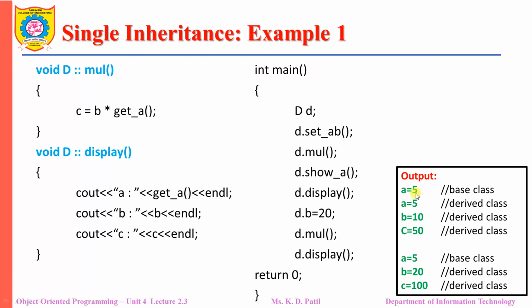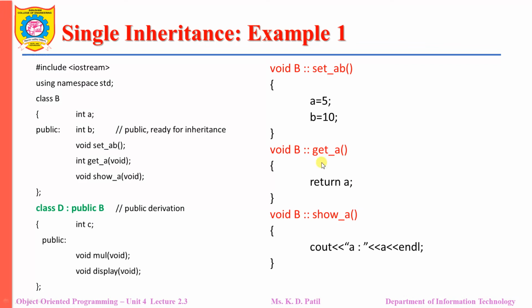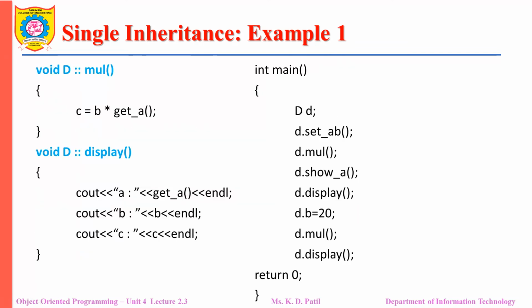Now please observe here, A is equal to 5. From where are we getting this A equal to 5? From the base class we are getting that A is equal to 5, like show_A. Now what is that show_A doing? show_A is displaying the value of A. And as it is publicly available, through the object of derived class D, that show_A member function can be accessed, and it will display the value of A.